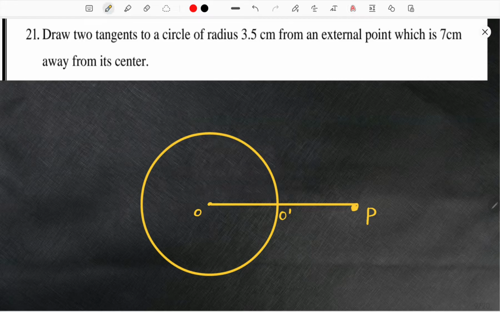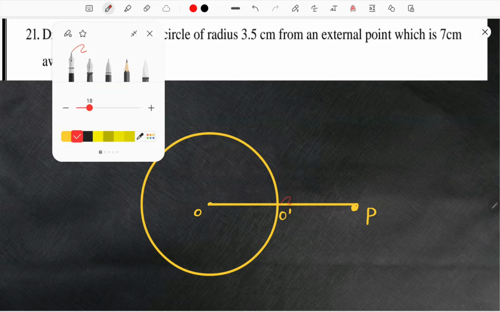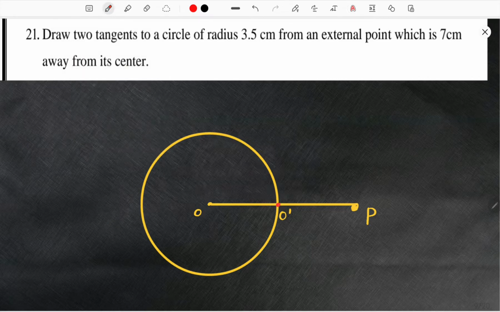Now you have to keep the needle here. So you have to keep your needle here at this point. Okay, then by making O dash P as the radius, you have to draw another circle like this. Look at this, another circle you have to draw.